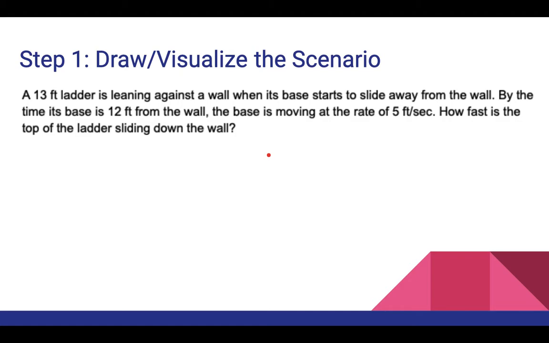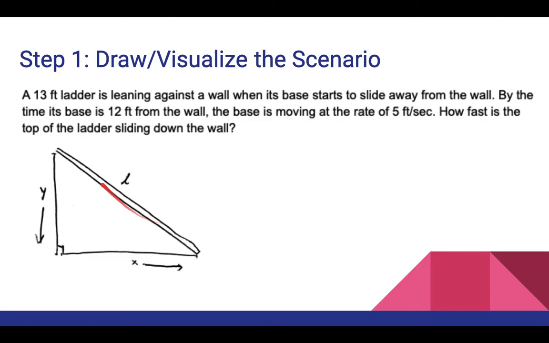So the first step we're going to do is draw and visualize the scenario. So here's the ladder of length L, okay? As the ladder slides down, the distance x is going to increase while the height y is going to decrease. In addition, we do know initial information about the length of our ladder, 13 feet, and we know initial information about the x distance of our ladder, 12 feet.